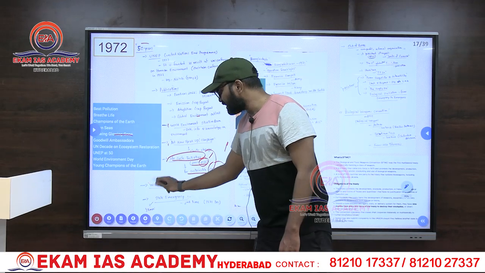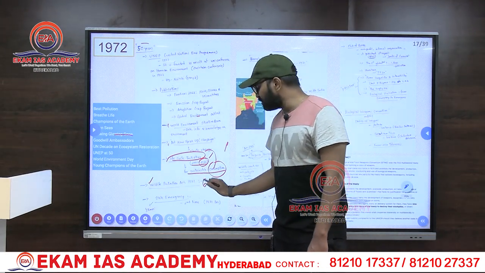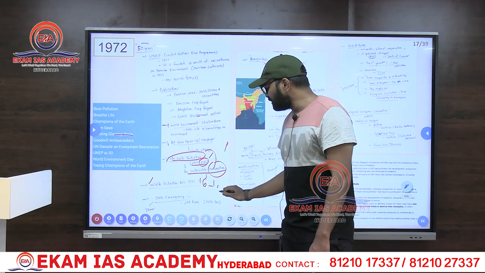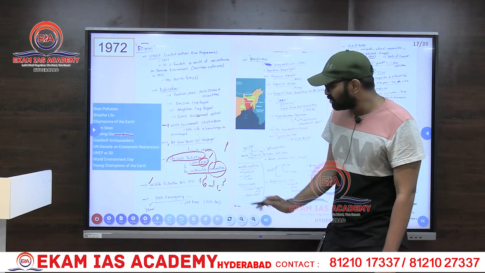Next one is Wildlife Protection Act. You generally have this data. Just go through this. Like how many schedules? 6 schedules. Just go through this. What is vermin? What is the chief wildlife warden? So everything is related to there. Just go through these things.